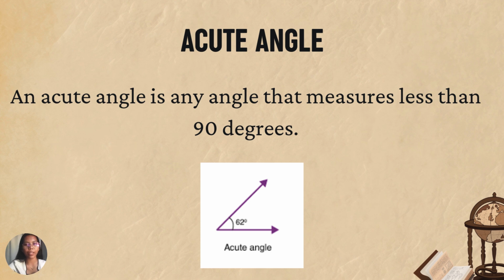Now, the acute angle. An acute angle is an angle that measures less than 90 degrees. So a right angle is 90 degrees, while an acute angle is less than 90 degrees. Think of a slice of pizza or the hands of a clock at 10:10. That is an example of an acute angle. Think also of a paper folded slightly. When your paper is folded slightly, that is an acute angle.